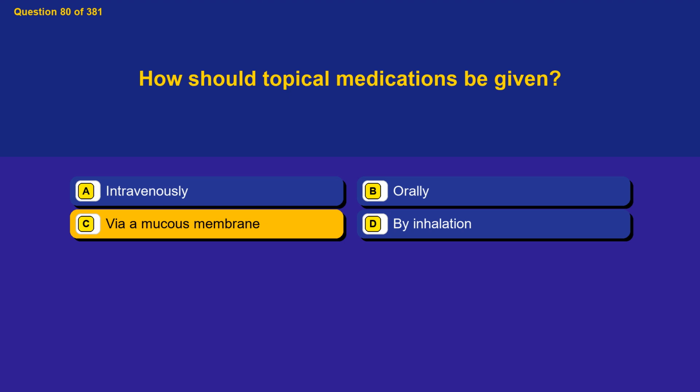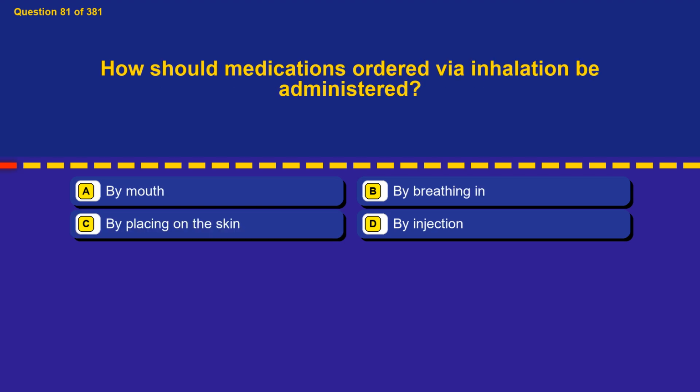The correct answer is option C, via a mucous membrane. Question 81. How should medications ordered via inhalation be administered? Option A, by mouth. Option B, by breathing in. Option C, by placing on the skin. Option D, by injection.